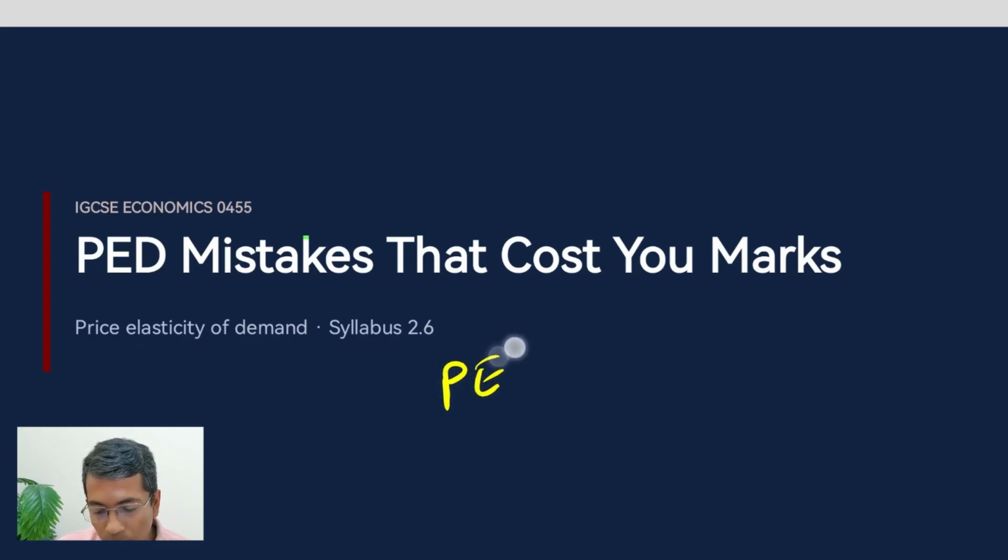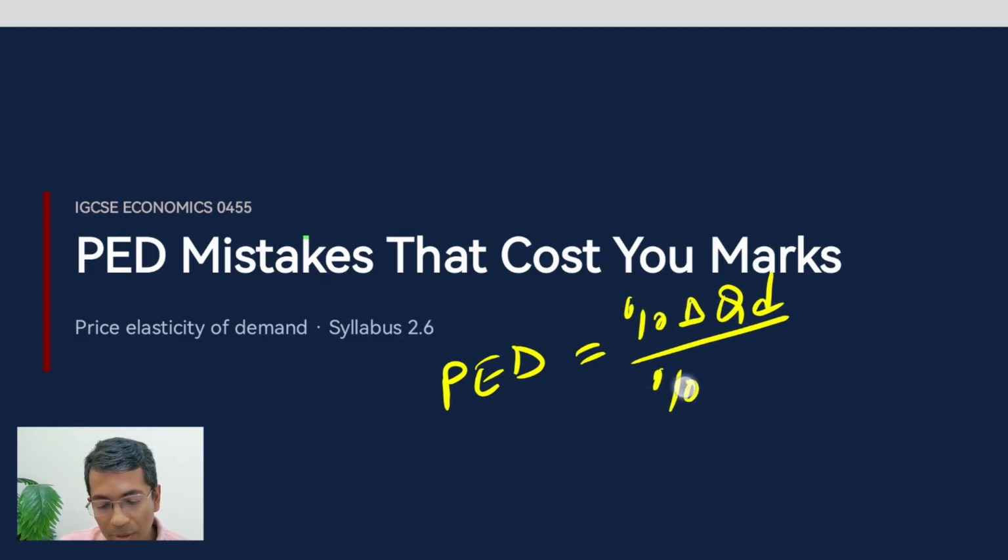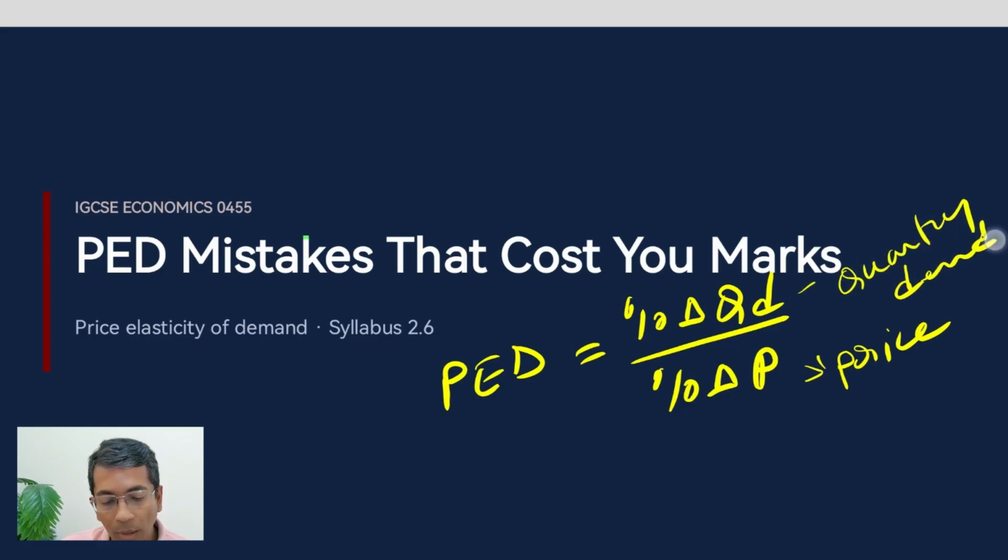In almost the majority of syllabuses you will see PED is defined as percentage change in quantity demanded divided by percentage change in price. That's the formula that you need to know: the numerator is percentage change in quantity demanded and the denominator is percentage change in price. So the denominator is talking about price and the numerator is talking about quantity demanded. This is very important: not a change in demand but rather a change in quantity demanded.